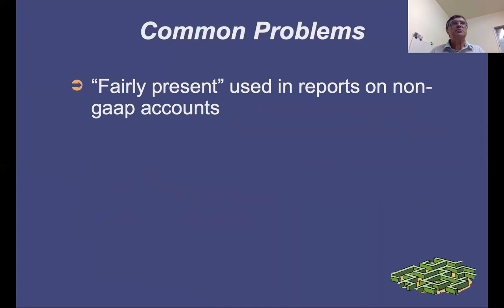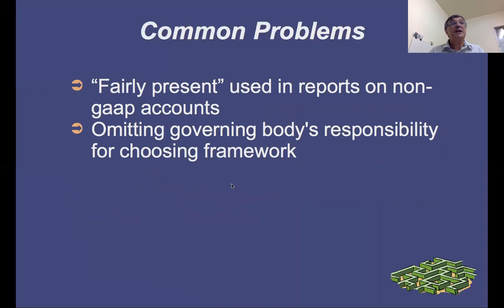Using the term fairly present or true and fair view when the accounts are not GAAP accounts, not generally accepted accounting practice. They cannot therefore show a true and fair view. This is sadly really quite common. Where the governing body has responsibility for choosing the framework, then that has to be mentioned in the audit report, and often it isn't. And this is not only for those entities that can have a free choice of how they report, this is also those that are maybe tier 3 PBEs that elect to report as tier 2 for whatever reason, but they've chosen that framework.